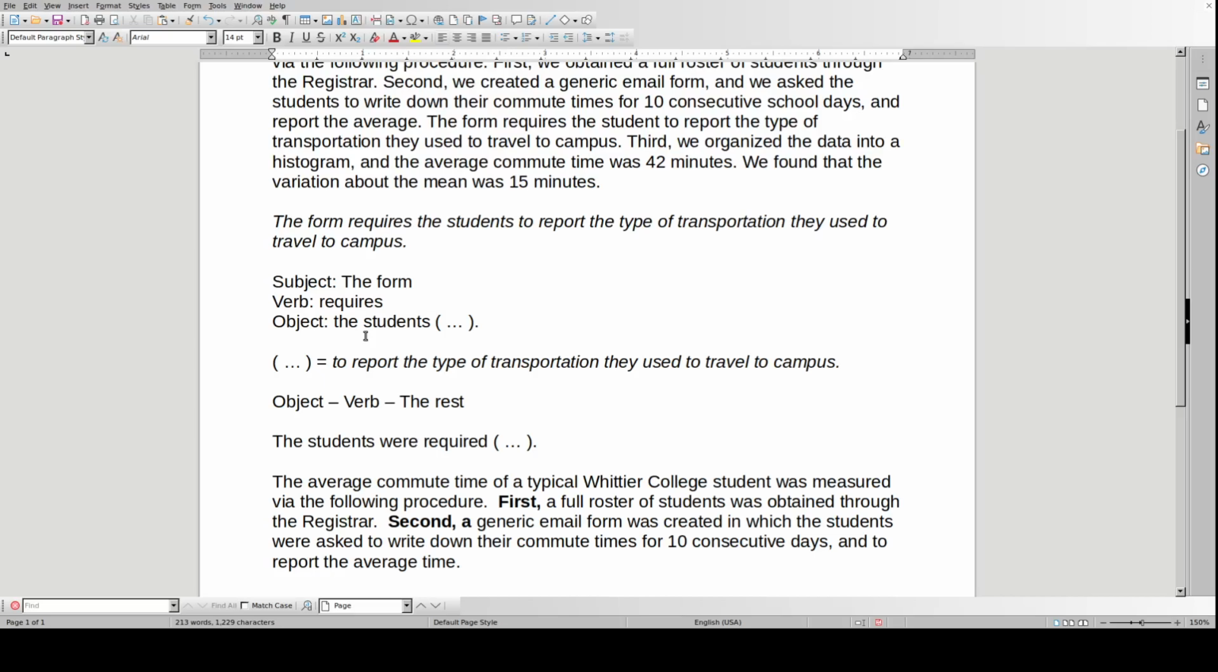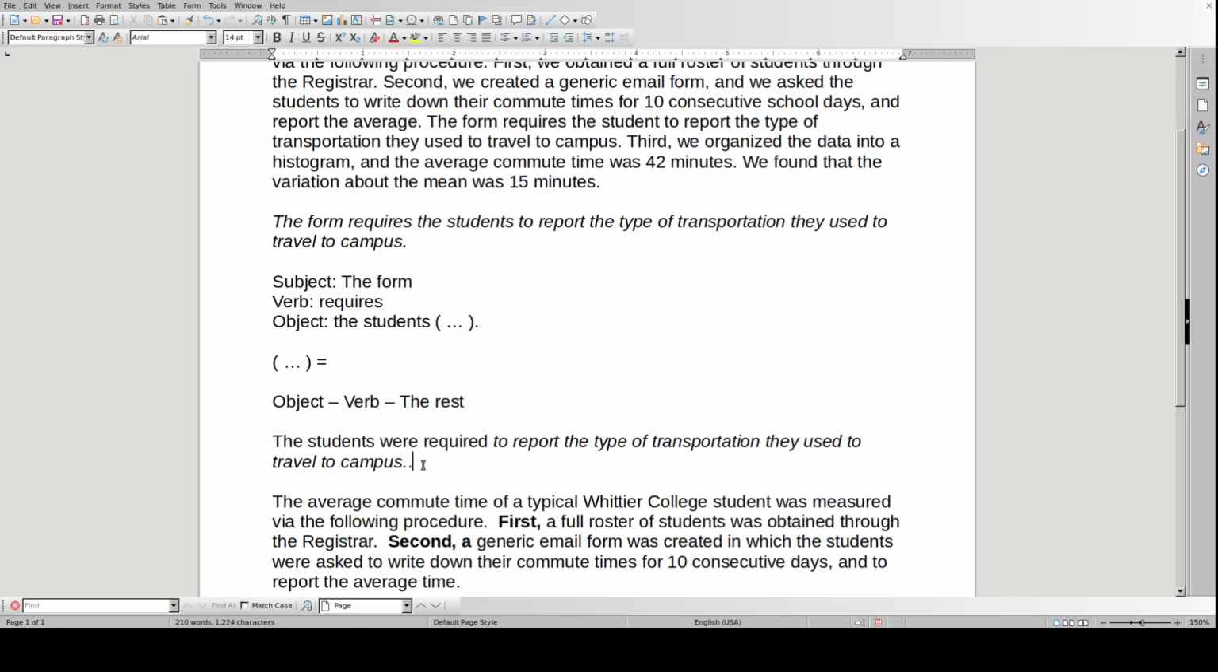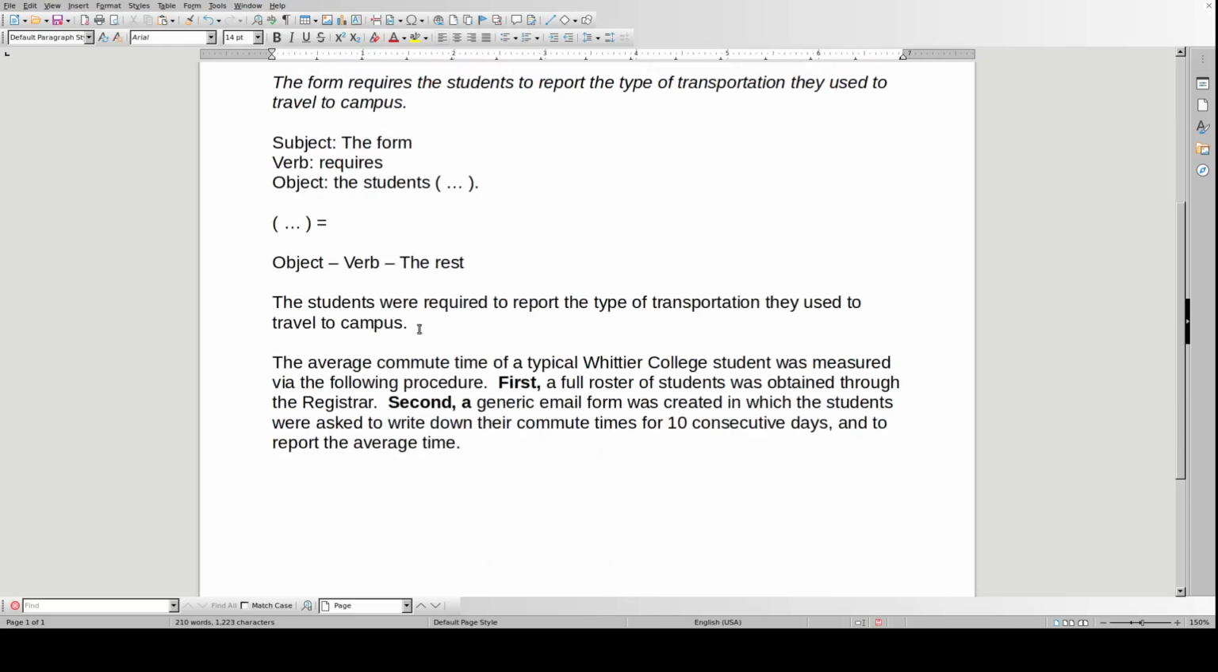So to stay consistent, I think we should keep the same tense throughout the paragraph, at least paragraph wide, if not the entire report. I think you always want to keep the same tense, unless there's an exception to the rule. So the students were required to report the type of transportation they used to get to campus. So let's put that here, and then clean up the formatting a little bit. The students were required to report the type of transportation they used to travel to campus. So we might need to modify this one more time as we stick it into the final result.